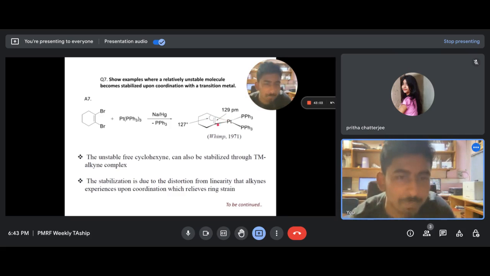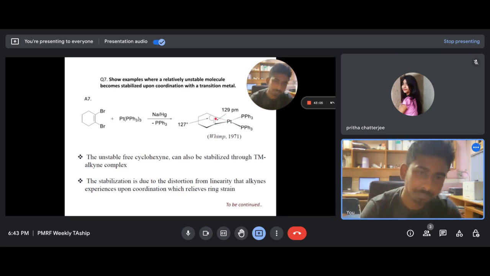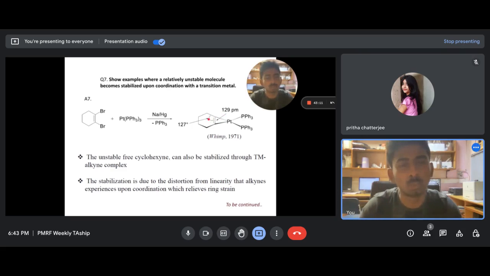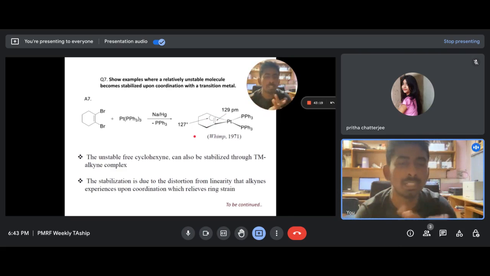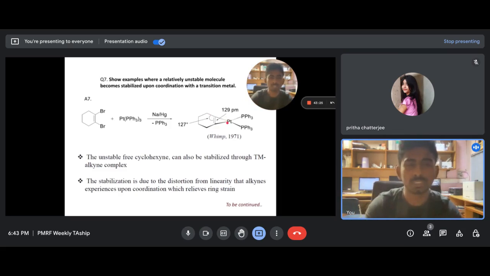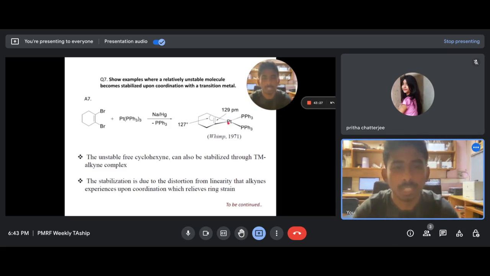Platinum is in a class 2 system here. You can see the bond length is actually even suppressed. It is 129 picometer here, and even though the bond angle is quite low from 180 degrees, at 127 degrees it is a 53 degree decrement in the angle. So the 53 degree angle requirement cannot destabilize this molecule because it is complexed with the platinum system.